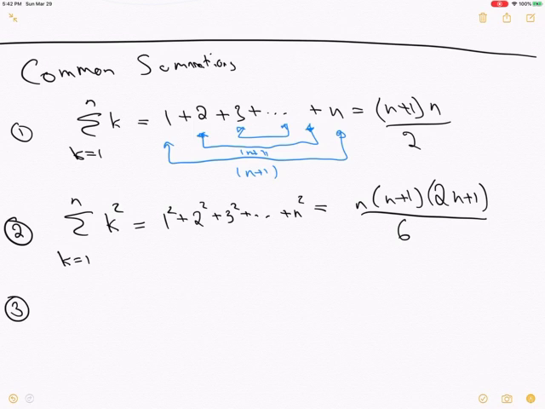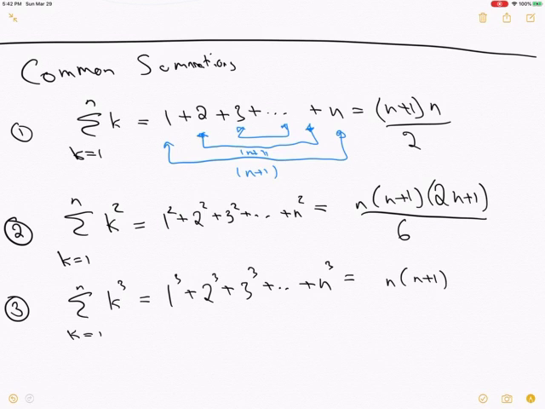And there's one more. If you sum over cubes, so it's like 1 cubed plus 2 cubed plus 3 cubed, and you stop when you get to n cubed, that is equal to n squared times n plus 1 squared, all divided by 4. So these are common summations.